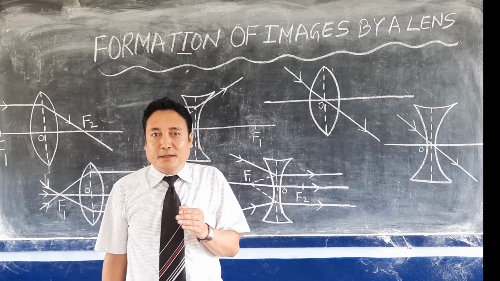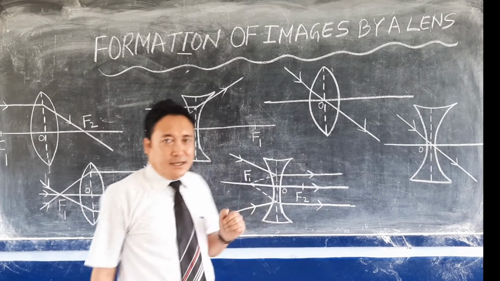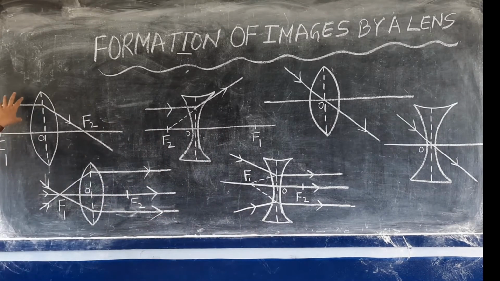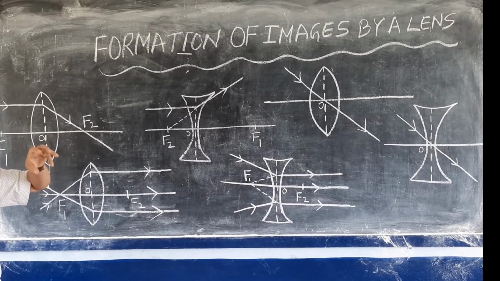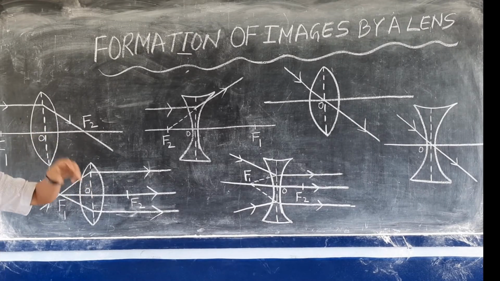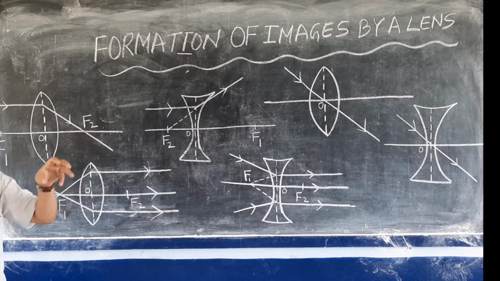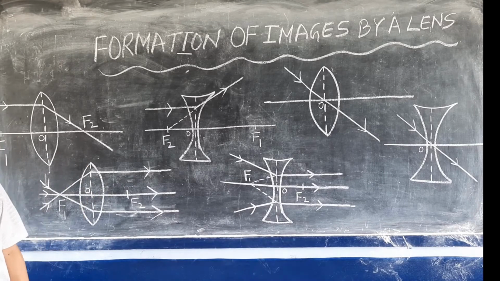Let us consider an object in front of a lens. This is the lens, and the object is in front of the lens. From the object, the light rays pass and fall on the lens, and from the lens, the light rays get refracted. Wherever that refracted light meets or appears to meet, at that point the images are formed.